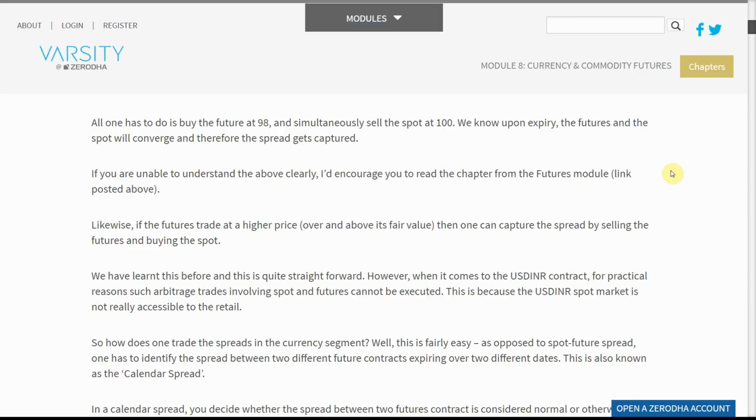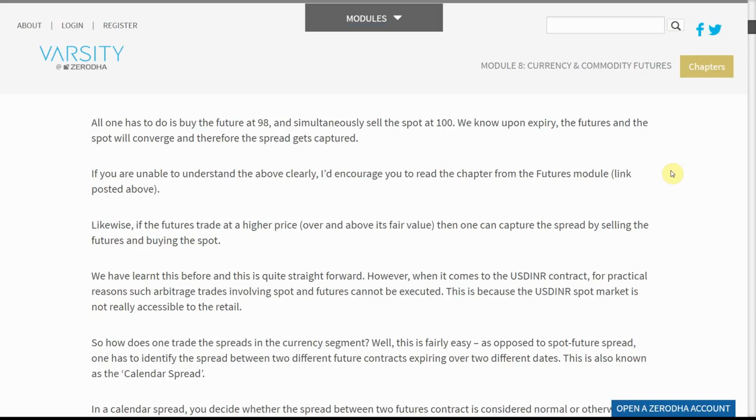Likewise, if the futures trade at a higher price over and above its fair value, then one can capture the spread by selling the futures and buying the spot. We have learned this before and this is quite straightforward. However, when it comes to the USD INR contract, for practical reasons such arbitrage trades involving spot and futures cannot be executed. This is because the USD INR spot market is not really accessible to the retail.